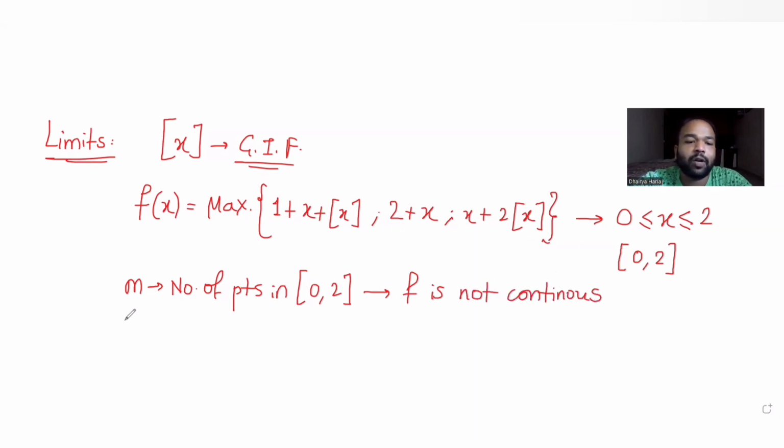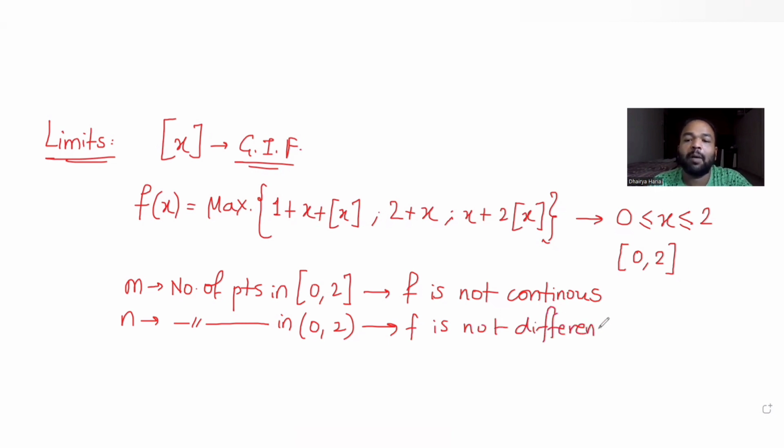And n is the number of points in the interval from 0 to 2, but here we have been given the open interval, which means x is between 0 and 2, not equal to 0 and not equal to 2, where f is not differentiable. So we need to find the number of points in these intervals where f of x is not continuous and not differentiable.